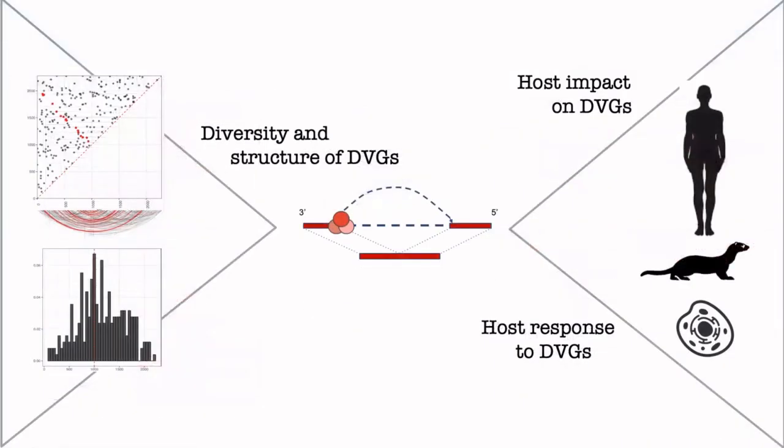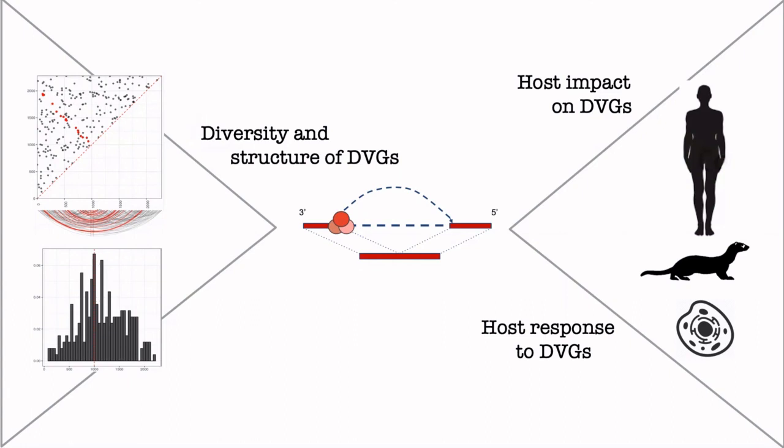What are these defectives doing? Why are they present at such a high level? And does that have an effect on the infection per se? Now, we know very little about the diversity and the structures of the DVGs in influenza. So we did a pretty deep dive on that, and I'll just show you a few examples. And also the impact of the host on the evolution of the virus and on the presence of these DVGs is something we're very intrigued about.